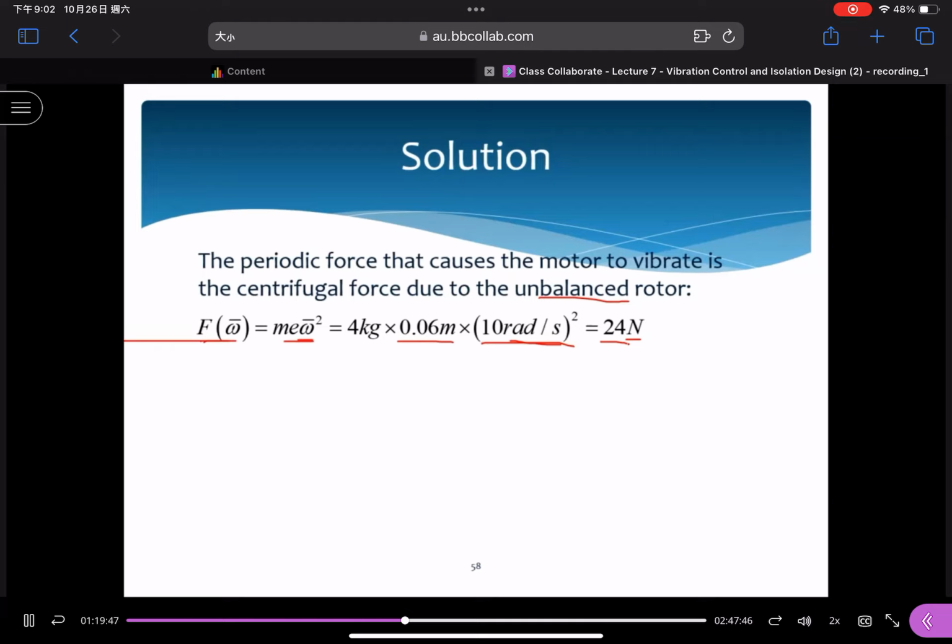Okay, this is one of the parameters to find out the maximum static response. The second one is the stiffness. The total stiffness is 4 times 200. Why? We have 4 springs, correct? They're connected in parallel, so the equivalent stiffness of the whole system is equal to 800 Newton per meter.